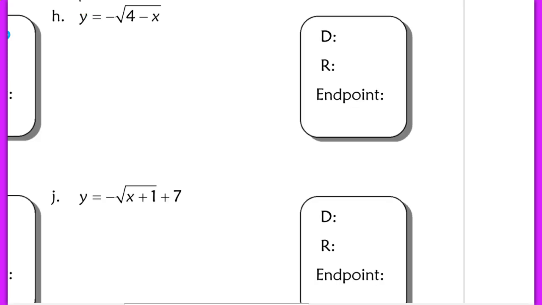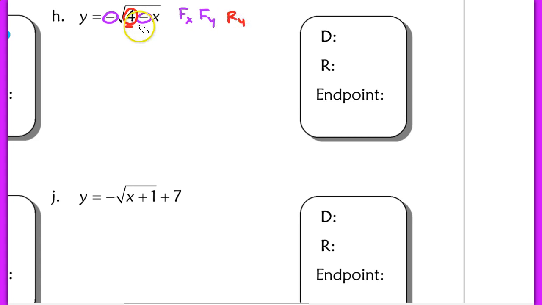Okay, example H is actually a combination of f and g. So you can see from your function here you have a negative on the outside and a negative on the inside, which will reflect it over the x-axis as well as the y-axis. So we have a flip over the x and a flip over the y. Now remember, very similar to example F, we have this 4 on the inside. This is going to shift it to the right 4.